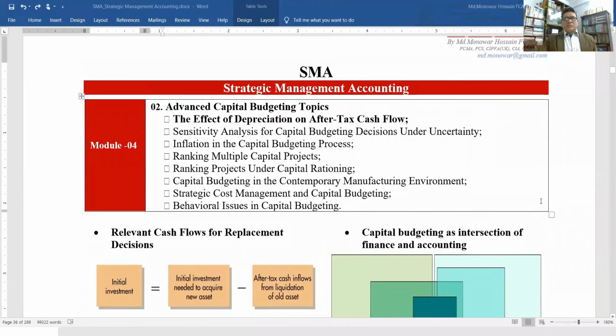Today, we are going to discuss Strategic Management Accounting, Module 4. In the main topics, Advanced Capital Budgeting topics, today we'll discuss the effect of depreciation on after-tax cash flow. So let's start.